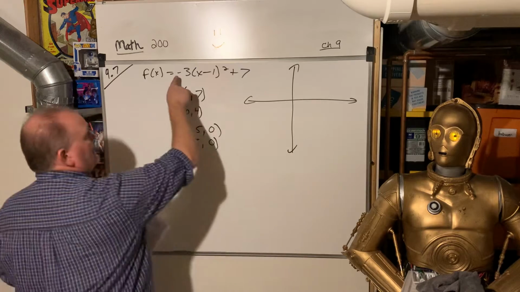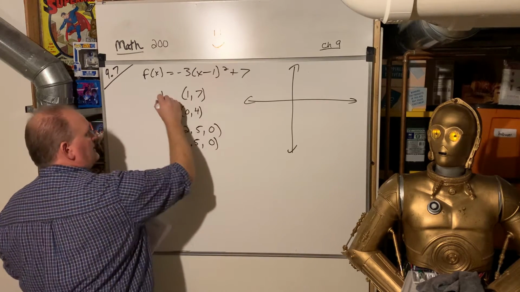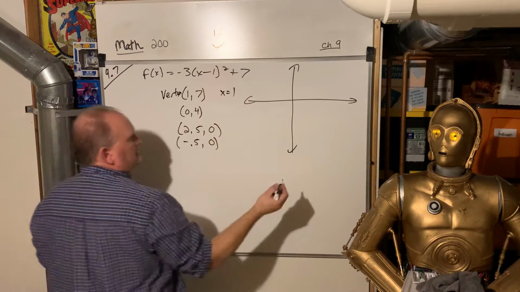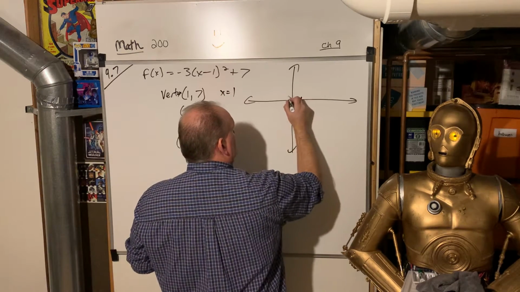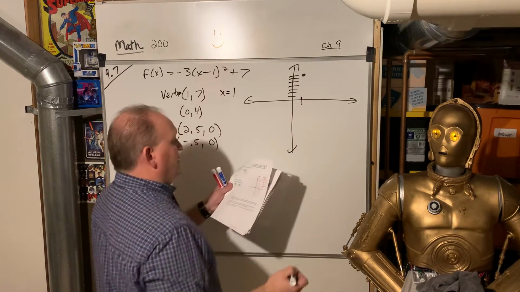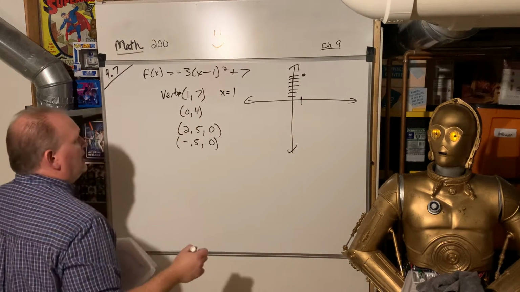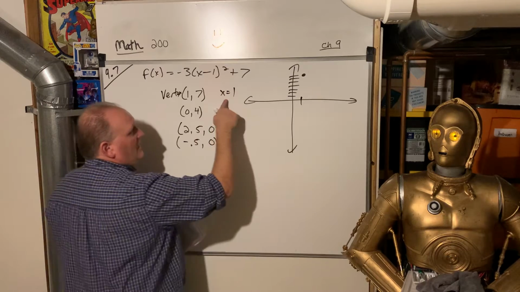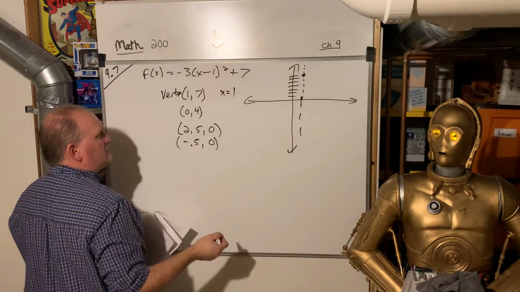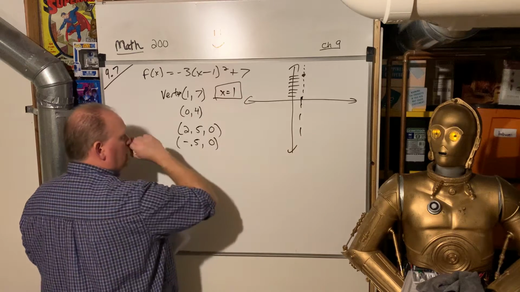We know it opens down because of that. We know where the vertex is. So we got the vertex. Remember, we have the axis of symmetry, x equals 1. So 1, 2, 3, 4, 5, 6, 7. It looks like you're going to have to add a couple of lines on my note packet. Sorry, I didn't go up high enough. So 1 comma 7 is the vertex, and x equals 1 is the line of symmetry.